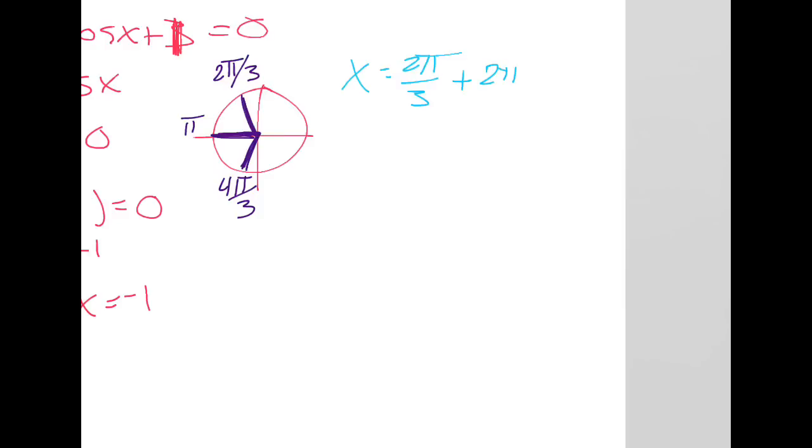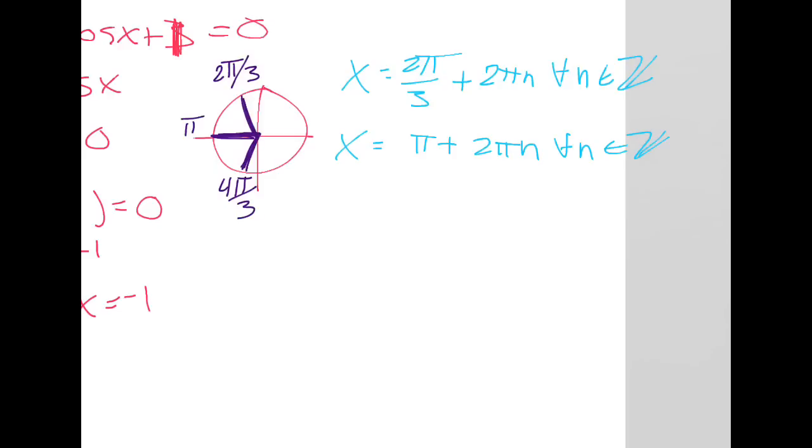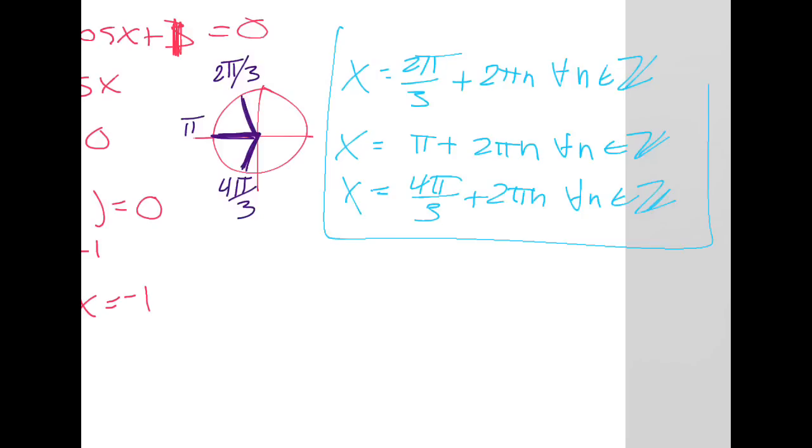plus 2 pi n, again, for all n in the set of integers. Next solution, x is also equal to pi plus 2 pi n for all n in the set of integers. And finally, x is equal to 4 pi over 3 plus 2 pi n for all n in the set of integers. There you have it. Those are my 3 sets of infinite solutions.